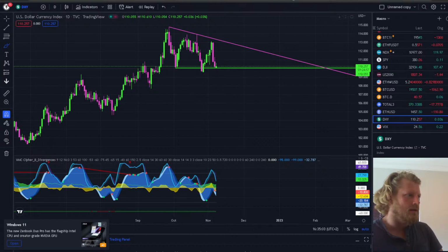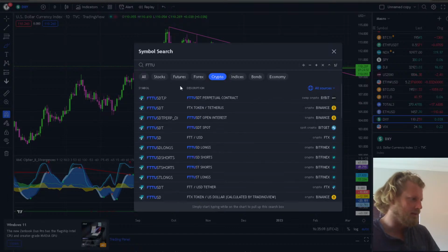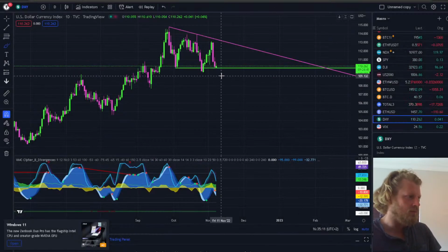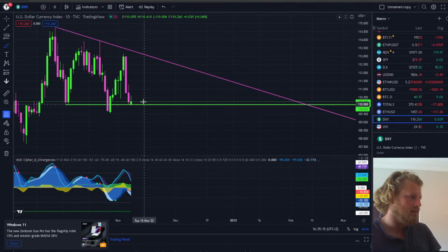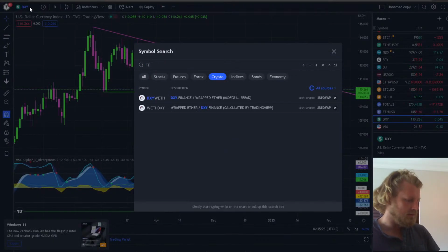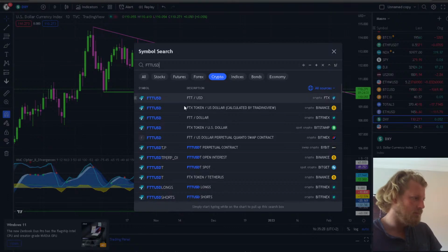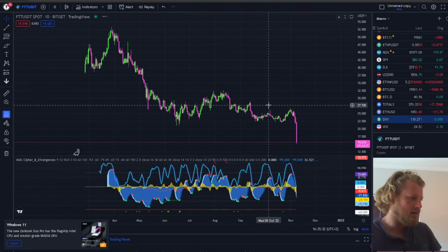So yeah, keep an eye on the FTT. The dollar seems to be breaking down. I mean, it's just a matter of time. We might even close below the support today, as this is another bearish candle down here. This is the opposite. This is a gravestone doji starting to form here. FTT, hopefully, okay, still breaking down.